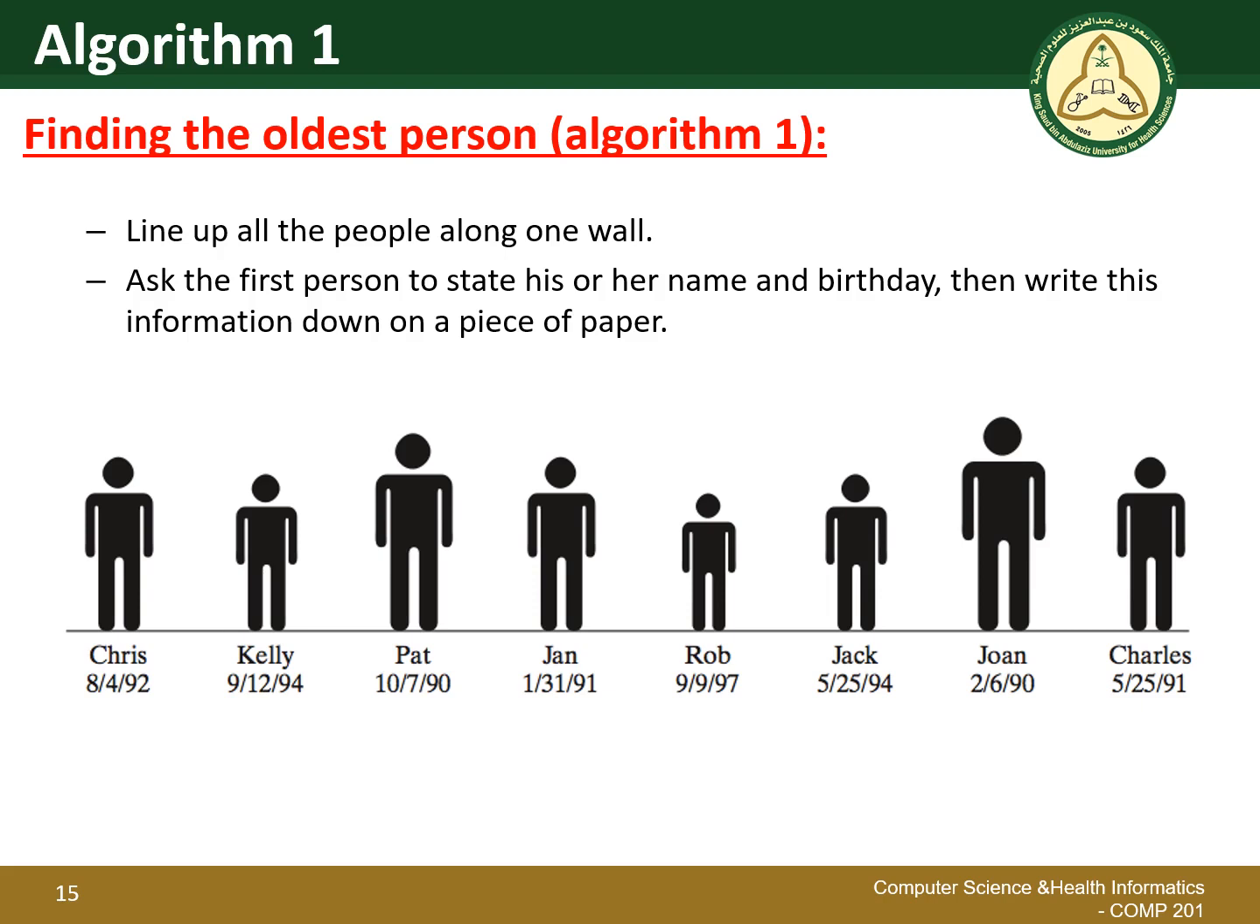نرتب هذا into steps. First, line up people along one wall or a queue. Then ask the first person to state her or his name and birthday and write the information down on a piece of paper.